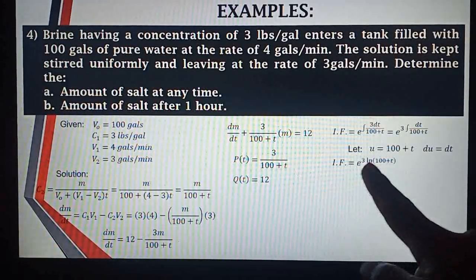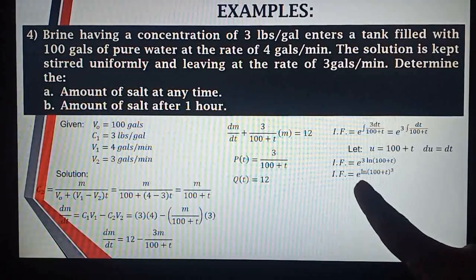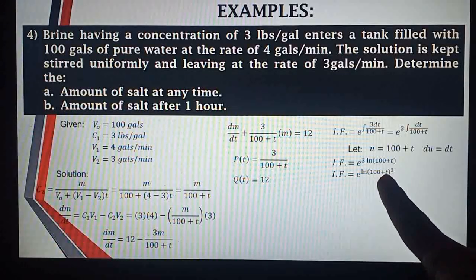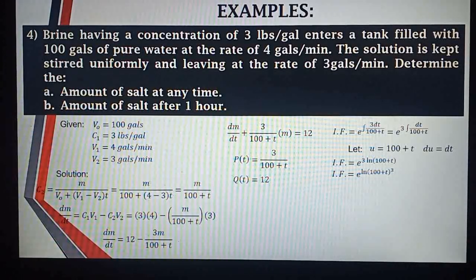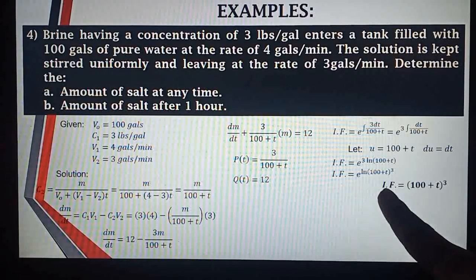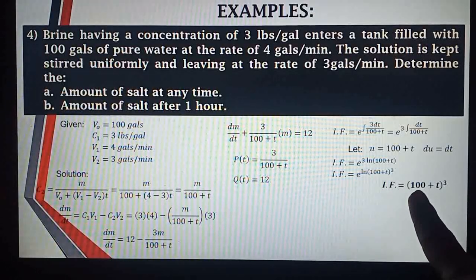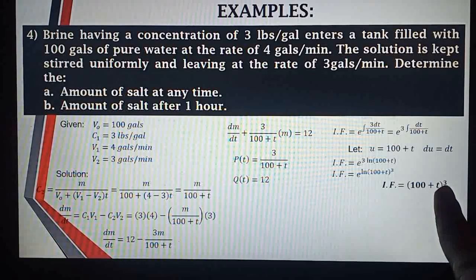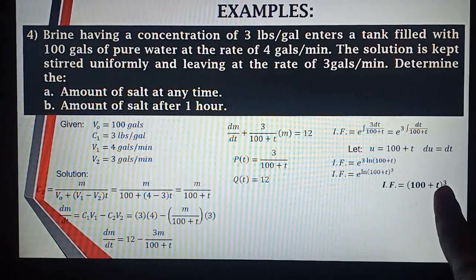Then we make 3 an exponent. You will now have e raised to ln of (100 plus t) cubed. Then e raised to ln cancels. What happens is our integrating factor is the quantity (100 plus t) raised to 3. Now we have the integrating factor.